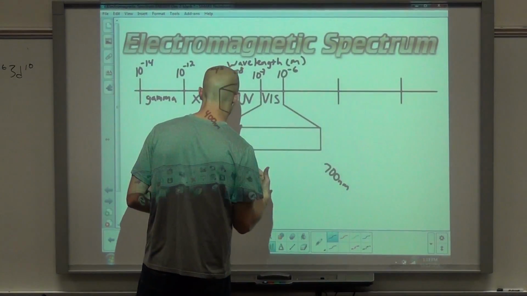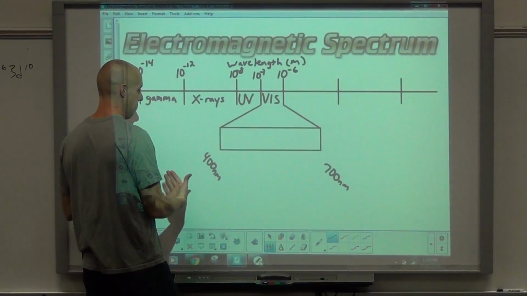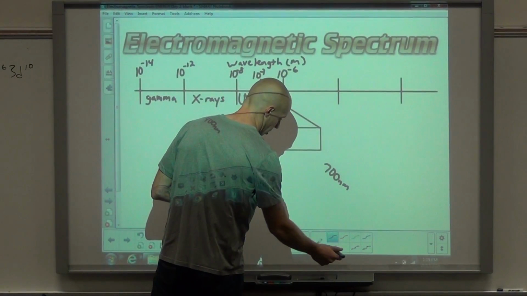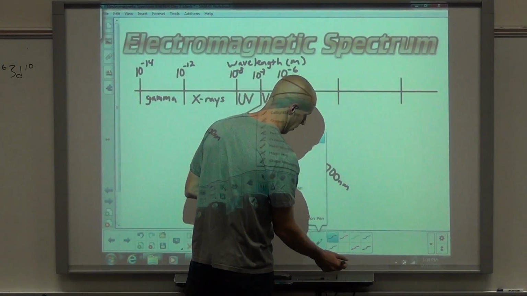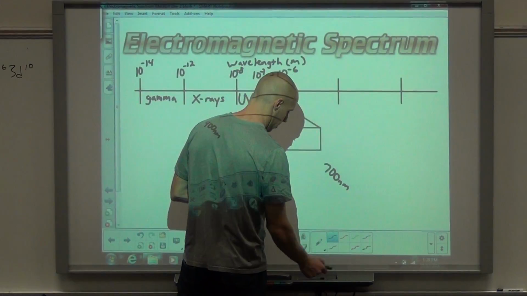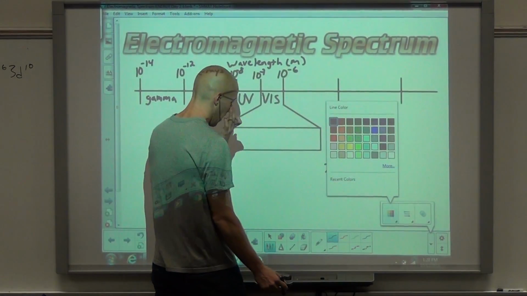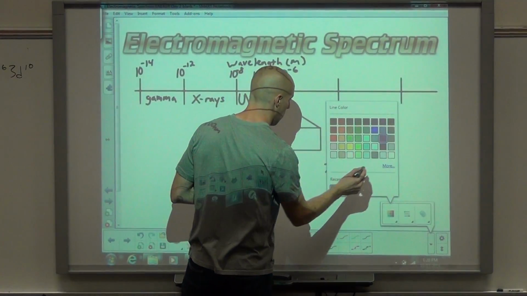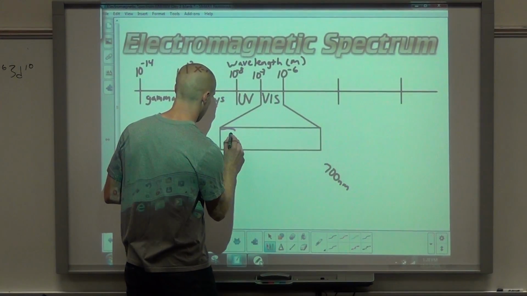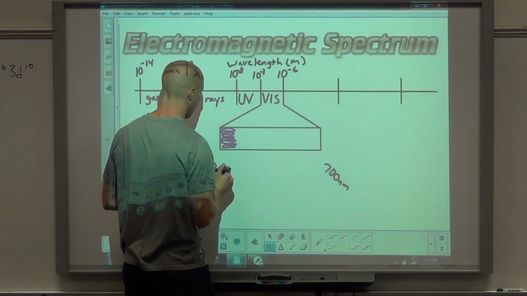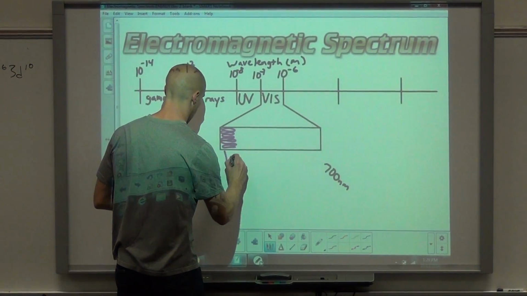And the smallest wavelengths are going to be violet. The longest wavelengths are going to be red. We're going to put those on there right now. Okay, so we're going to start out. We're going to put violet on here first. So the very shortest wavelengths of the visible spectrum are violet.